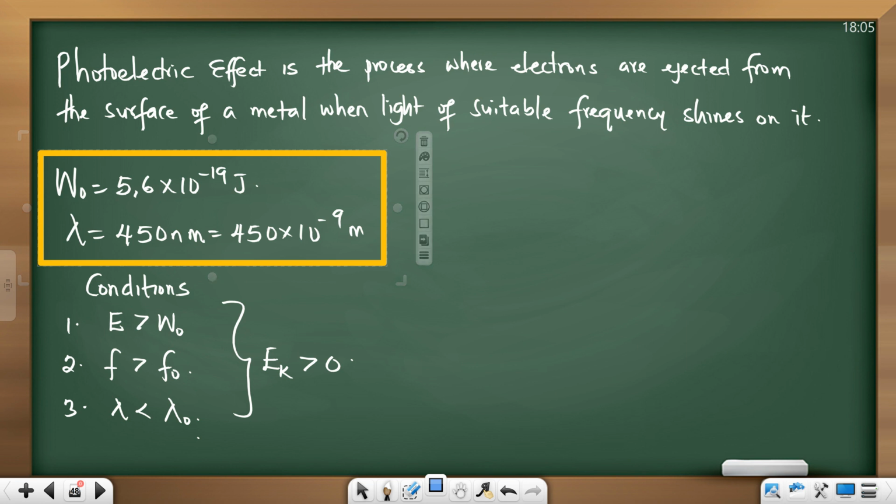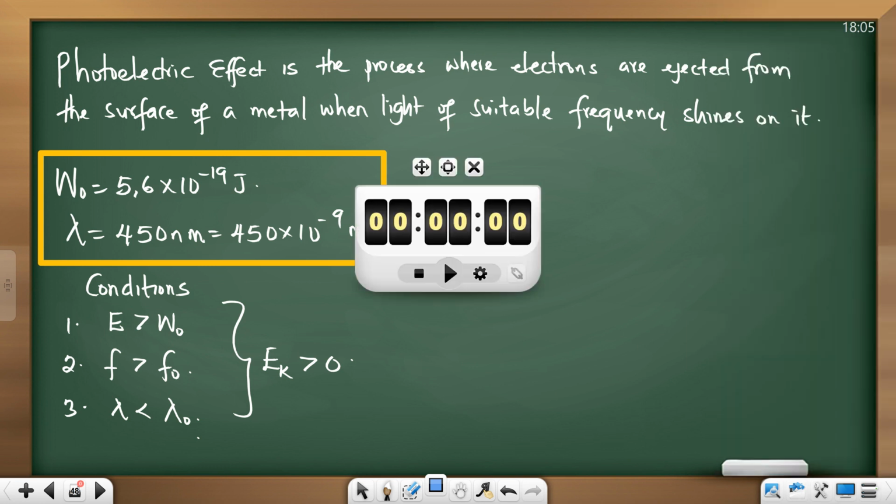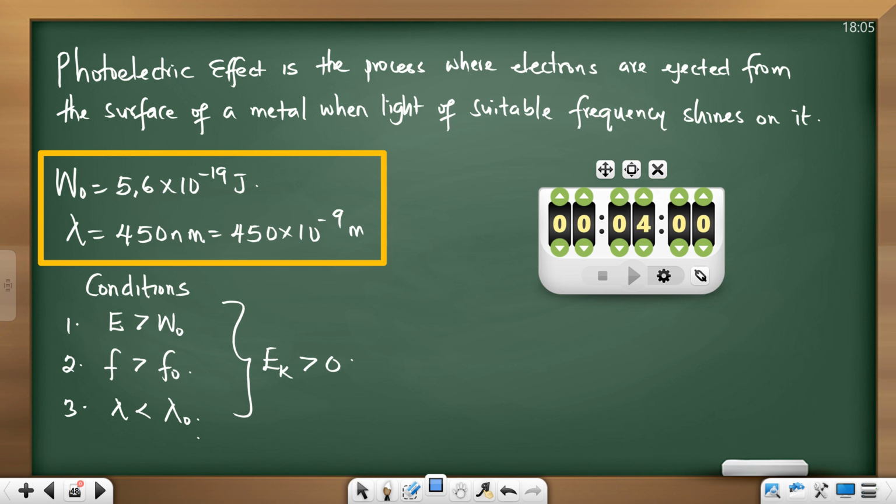Guys, can I ask everyone to calculate kinetic energy for me? Let's check. I'll give you 4 minutes. You must finish in less than 4 minutes. You all have formula pages? Calculate kinetic energy for me, quickly. If kinetic energy is greater than 0, then yes, we have photoelectric effect. Please use a formula page. Everything is there.